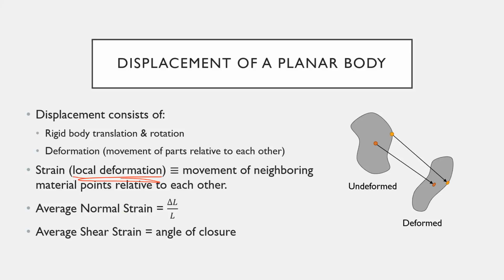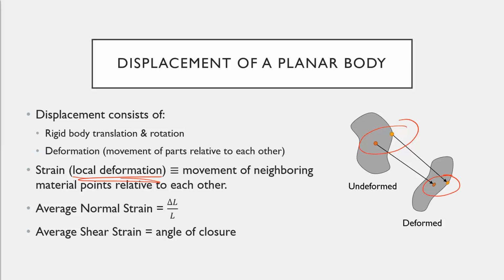So it's the movement of neighboring material points relative to each other. It's the idea that we have 2 points on a body. After we move the body, those 2 points are no longer in the same position relative to each other. In an average sense, we can calculate normal strain as the change in length over the initial length.